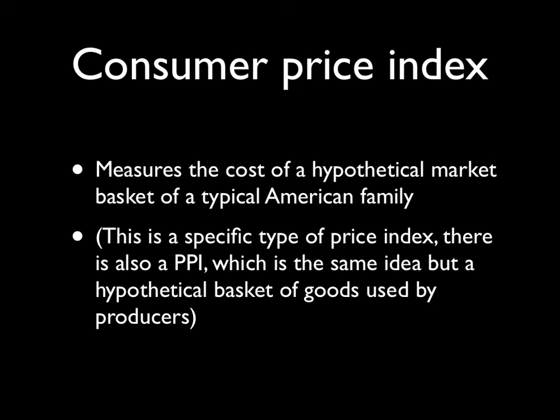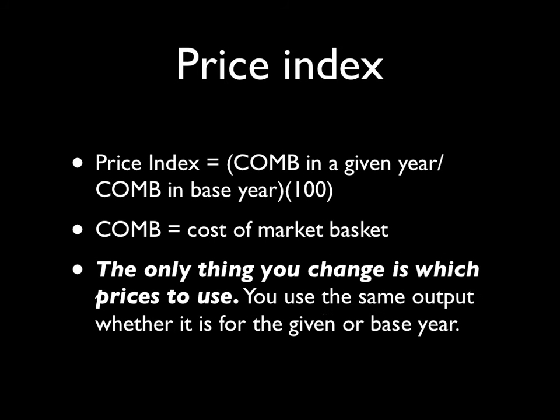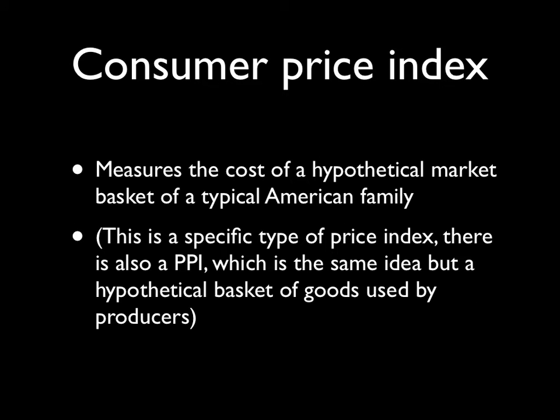Alright, the first most basic way to do this is by using the CPI, the Consumer Price Index. Just basic review, this is a hypothetical set of goods purchased by a typical American family. So it's consumer goods only, no production, no anything else, no government purchases. There is also a PPI, which is similar, but it's for producers. So the producer price index is a hypothetical basket of goods that producers use.